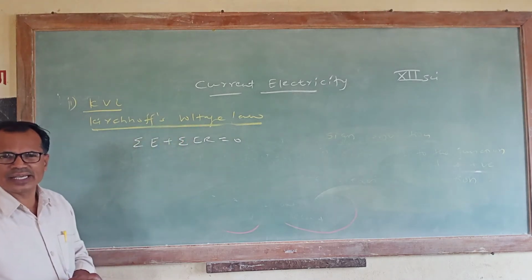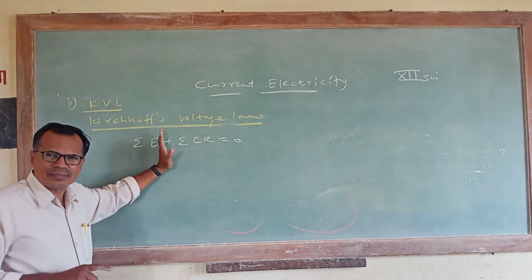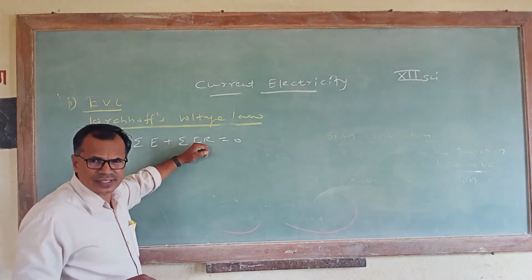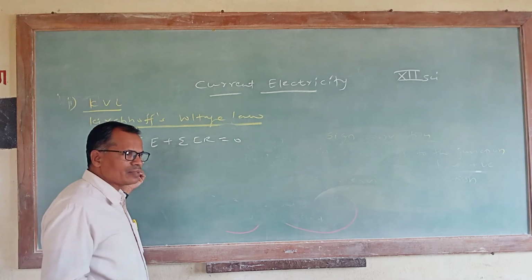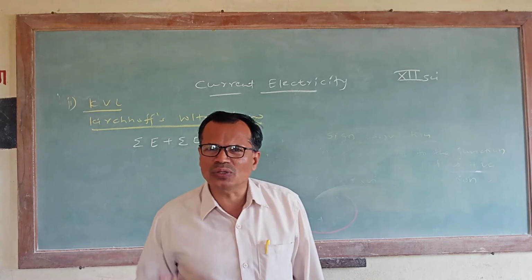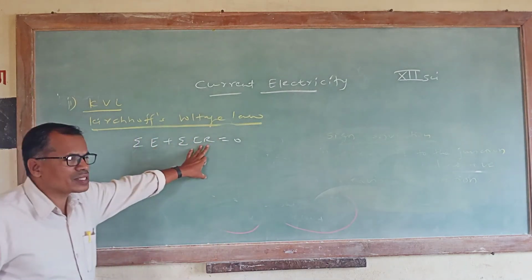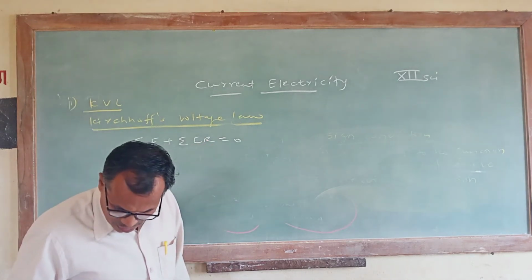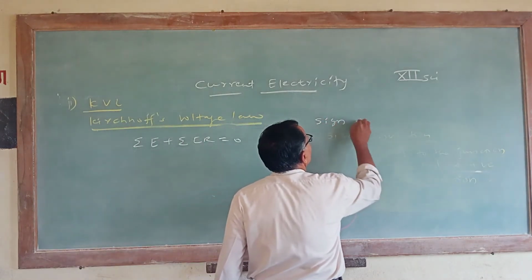Again, I will repeat. What is the voltage law? The algebraic sum of EMFs and potential differences in a closed loop is equal to 0. This E means EMF and IR means current times resistance, which is called a potential difference. Now I will explain this. First we will see the sign convention.